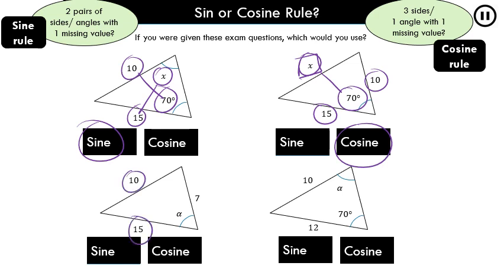Again, we've got three sides this time. We know all three sides. We're trying to find an angle. That's the cosine rule again. And the last one, we've got an opposite pair here of angle and side, opposite pair here of angle and side, so that's going to be the sine rule. So today we're focusing on the cosine rule, but it's important you're aware of when we'd use that and when we'd use the sine rule instead.